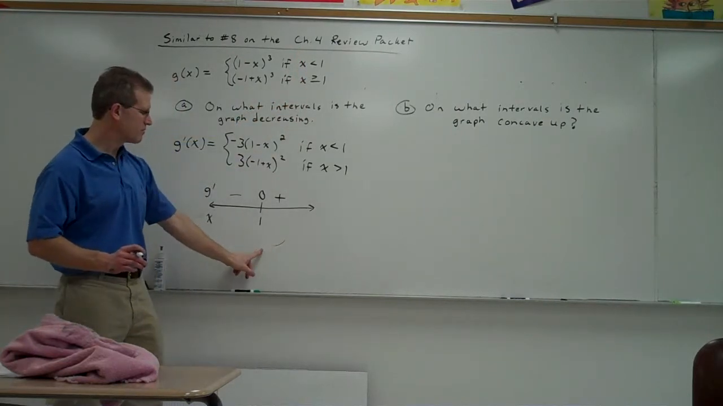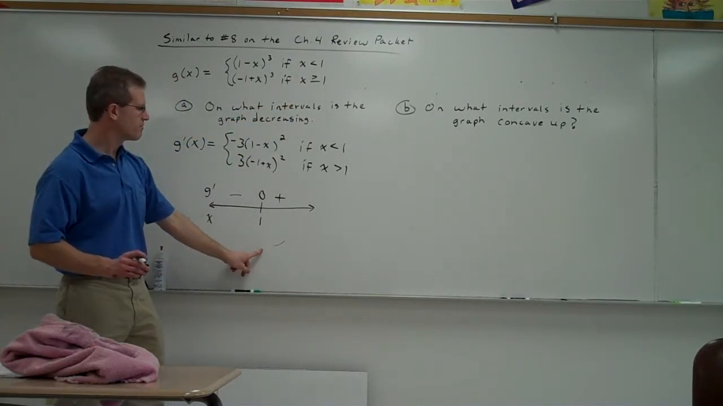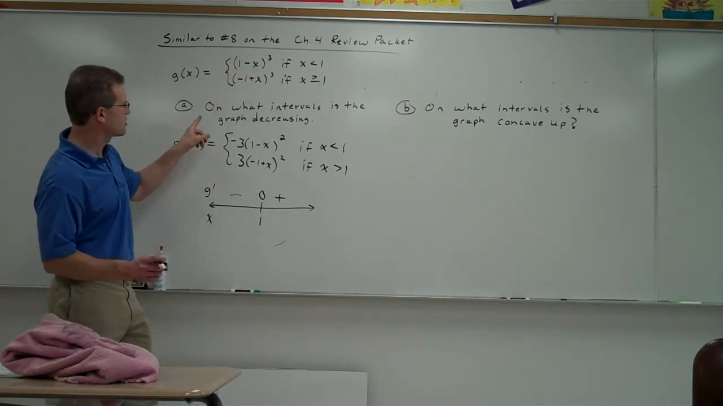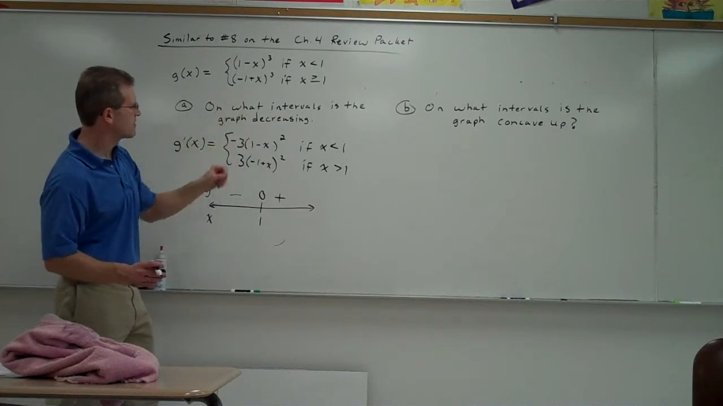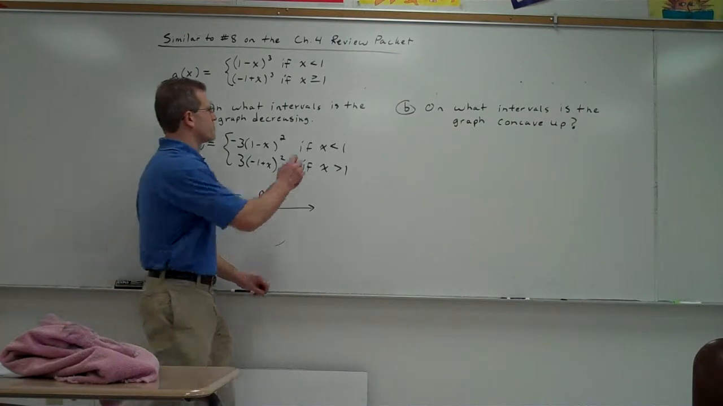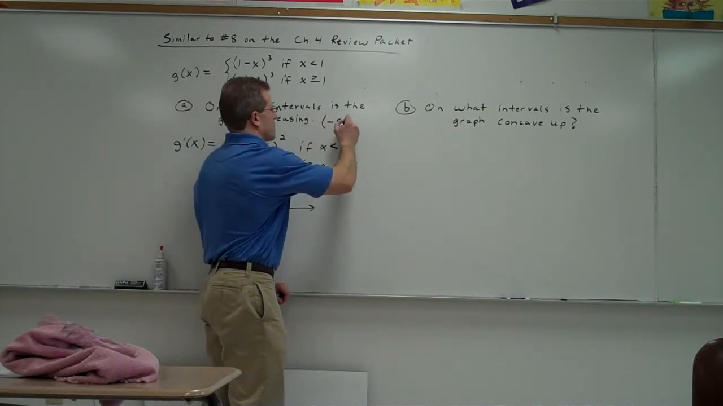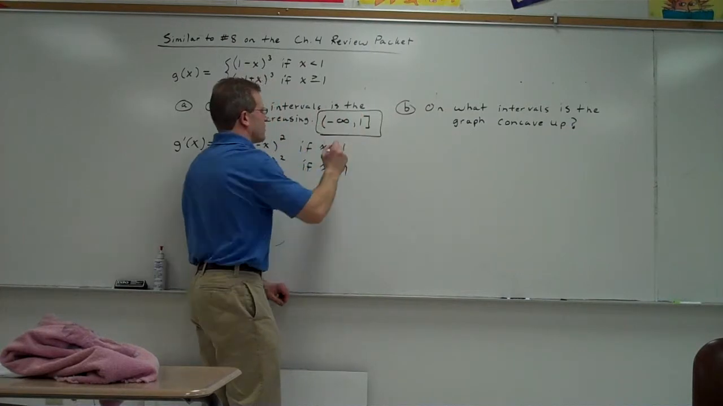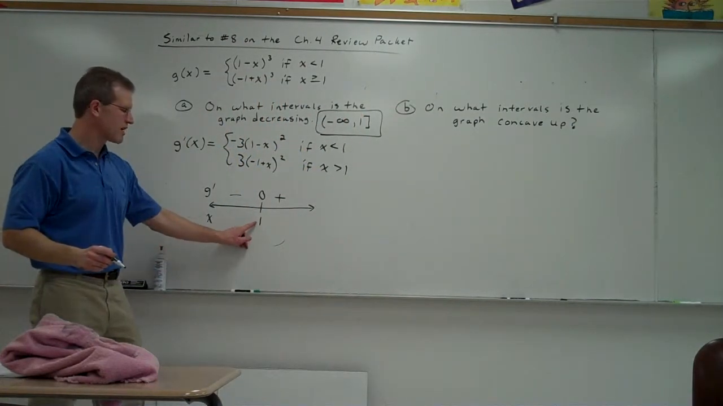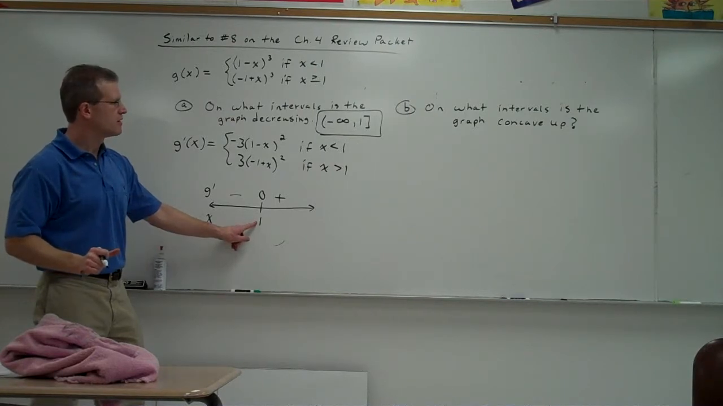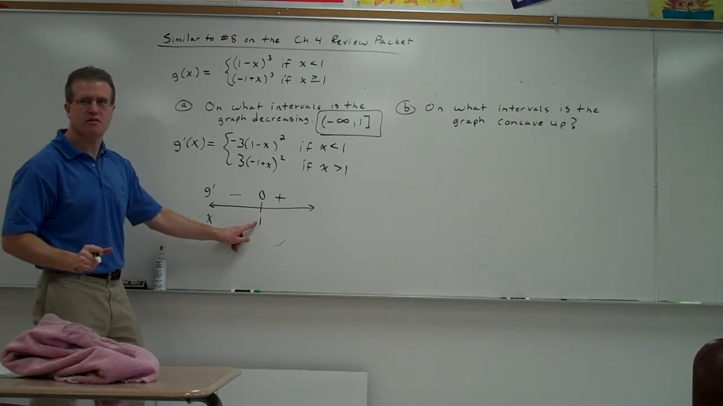There'd be a minimum at x equal 1. The minimum would be 0, because if you plug 1 in here, you get 0. But that's not our question. Our question is, on what intervals is the graph decreasing? So you'd say from negative infinity to 1, including 1. At 1, we're just going to say the graph of g of x is both decreasing and increasing.